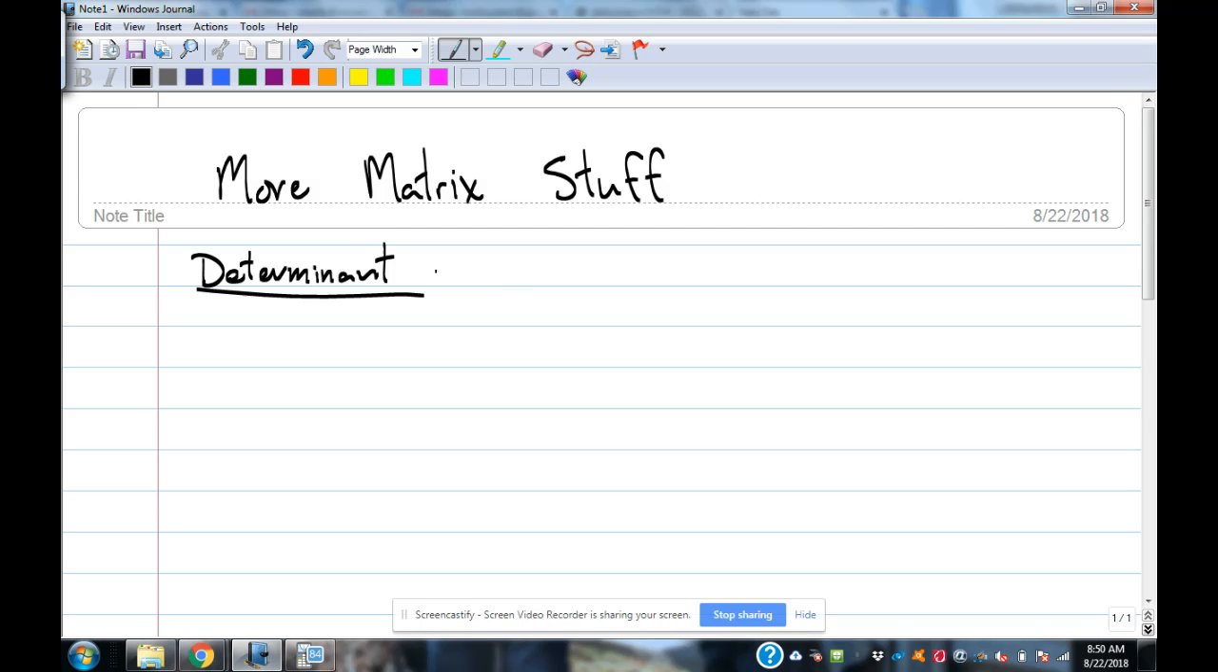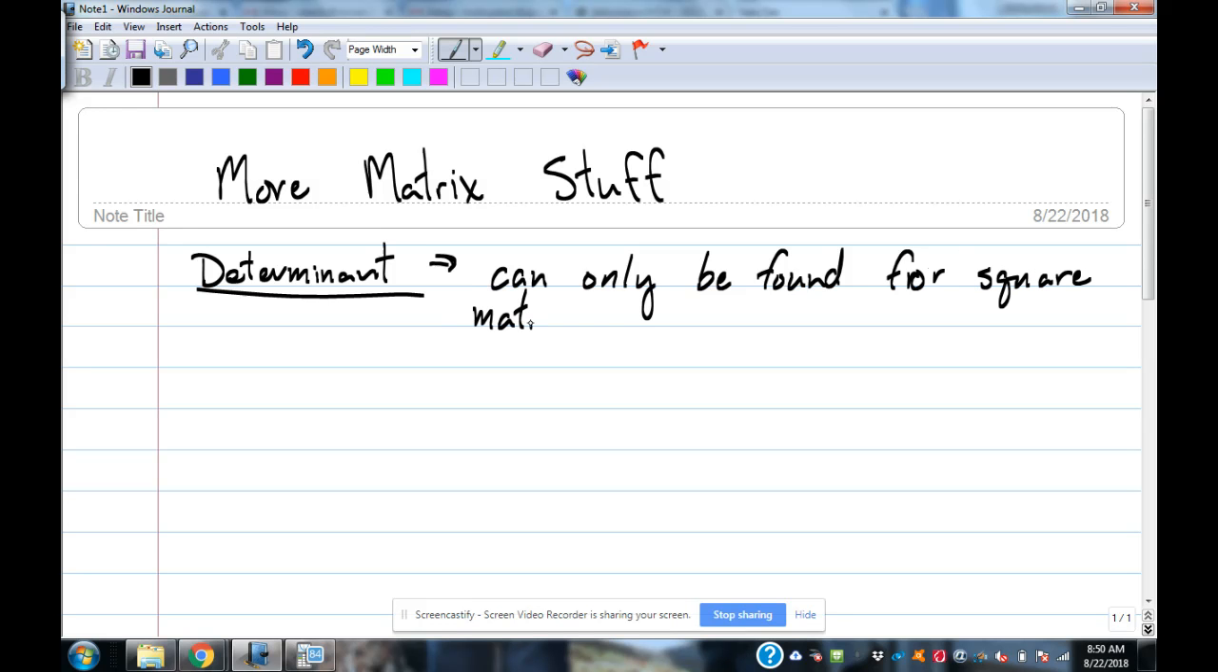But a determinant can only, spell only, O-N-L-Y, be found for square matrices. What do we think square matrices would mean? Victoria?